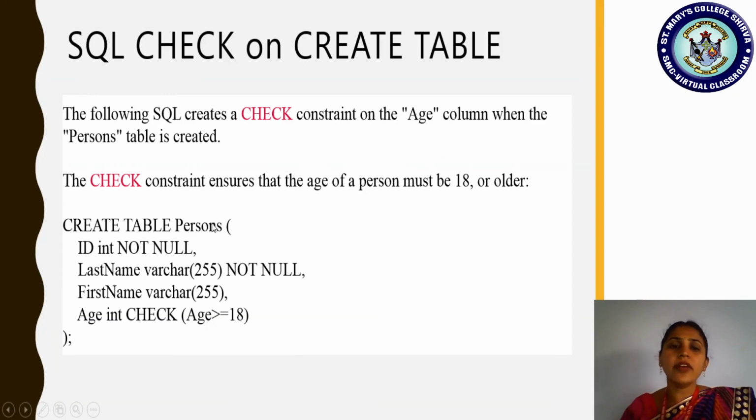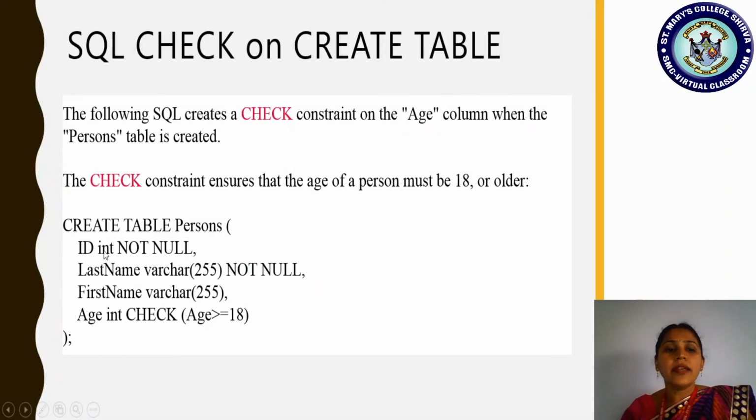Create table is a keyword. What is the table name? Persons. So here, person ID int not null. Last name varchar 255 not null. Then first name varchar 255. So even though first name is not compulsory, last name is mandatory. It means it should not be left empty. First name can be left empty because the not null constraint is not added there, right? So last name varchar 255 not null: not null is also one of the constraints, where you are telling that last name is compulsory.